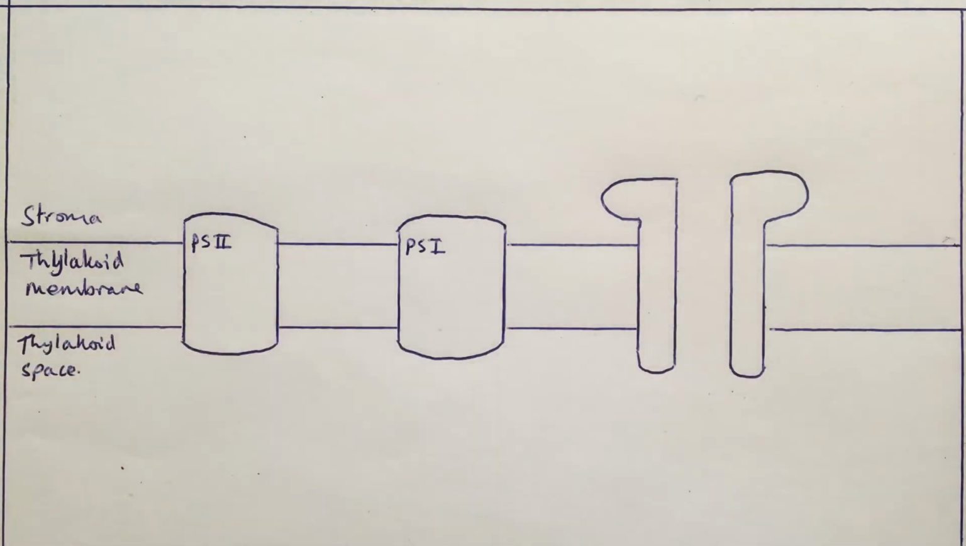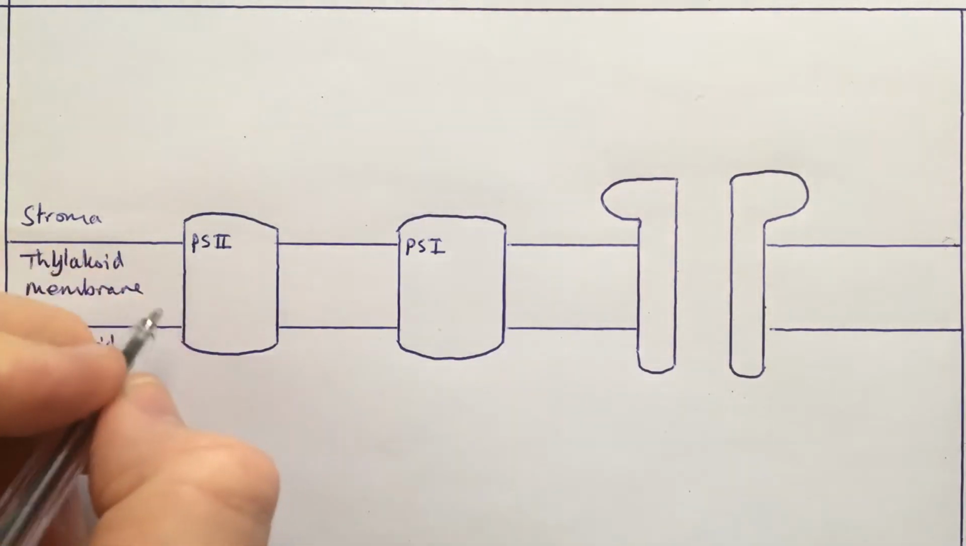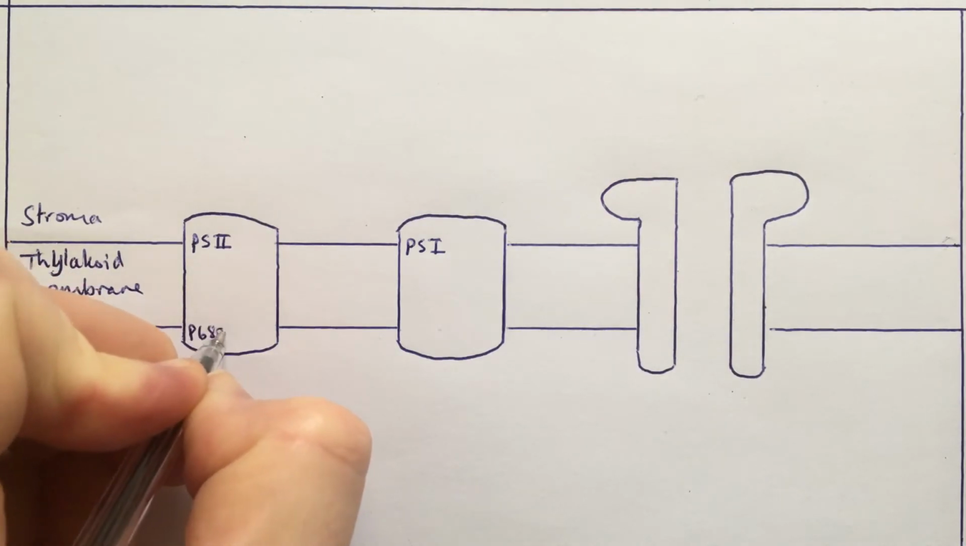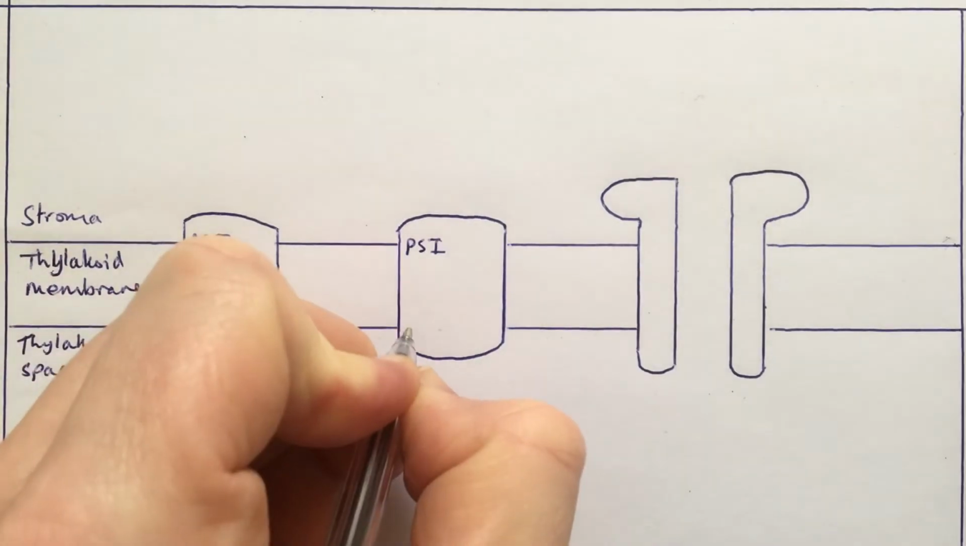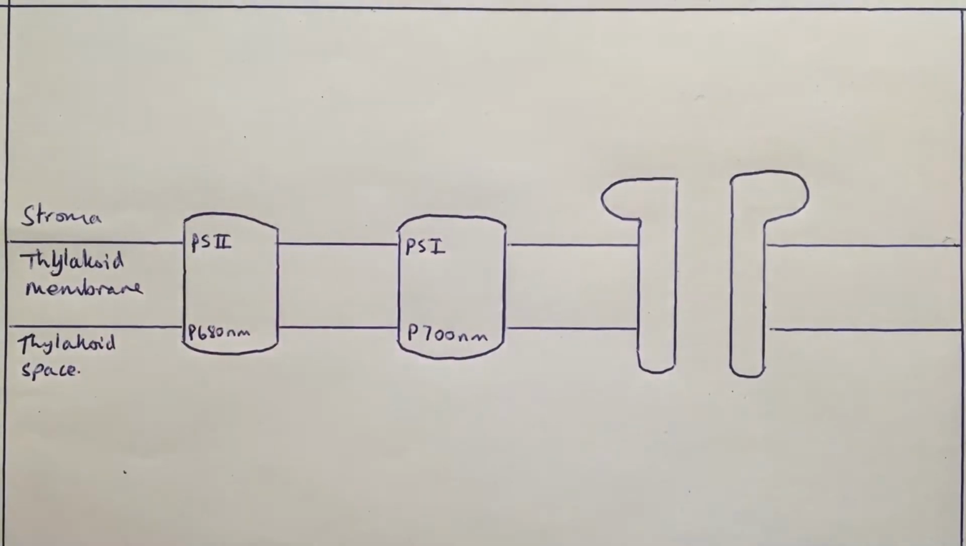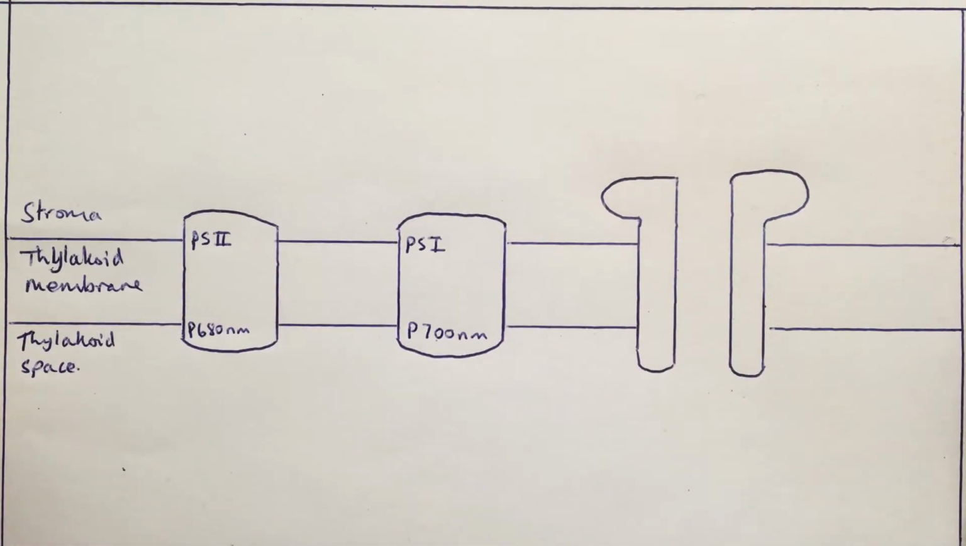Each of these photosystems absorbs light, and they absorb light at different frequencies or wavelengths, and therefore this one absorbs light at 680 nanometers, and this one at 700 nanometers. Really important that you remember the wavelengths at which they absorb that light.